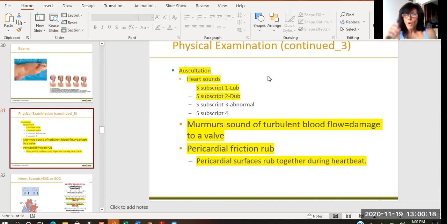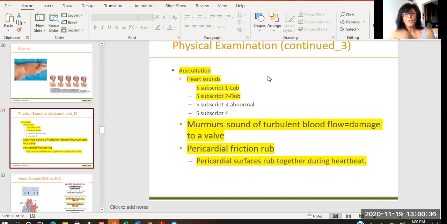Murmur. A murmur is the sound of turbulent blood flow, okay? So somebody says, I have a heart murmur. There's a bad valve, damage to one of the valves. And where you hear the murmur can also clue you in as to what valve is damaged.